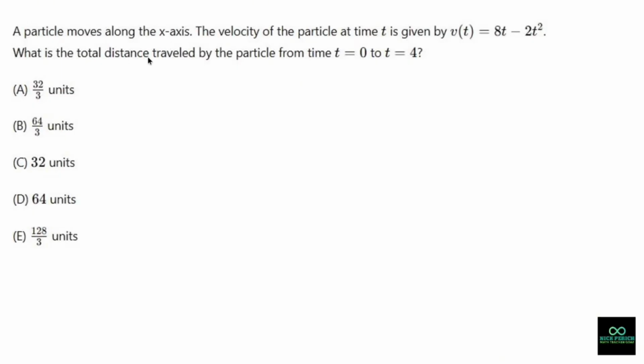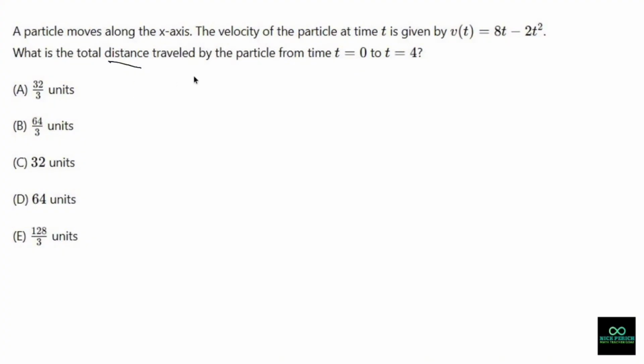A particle moves along the x-axis. Cool. The velocity of the particle at time t is given by v of t equals 8t minus 2t squared, the velocity function. What is the total distance traveled by the particle from time t equals 0 to t equals 4? This is the annoying part about distance problems.